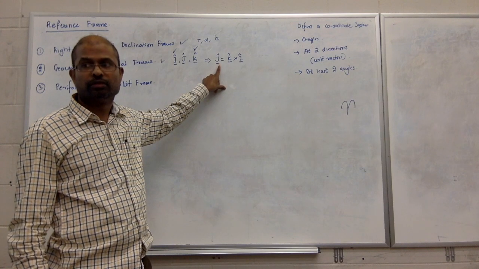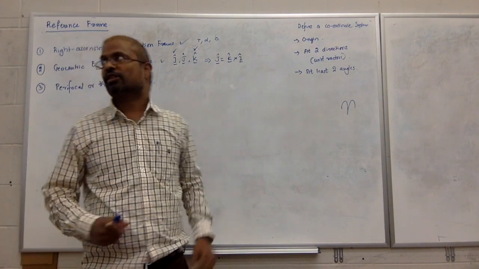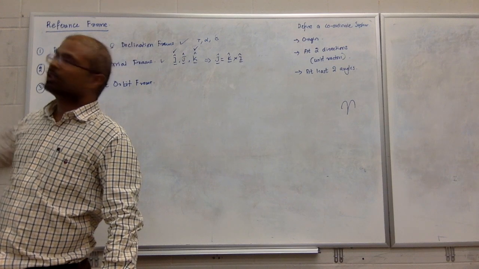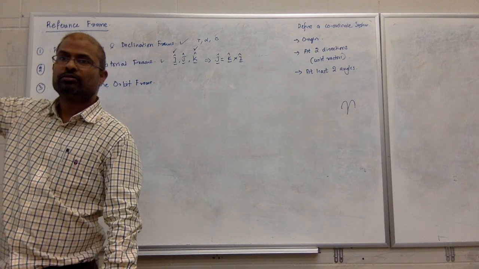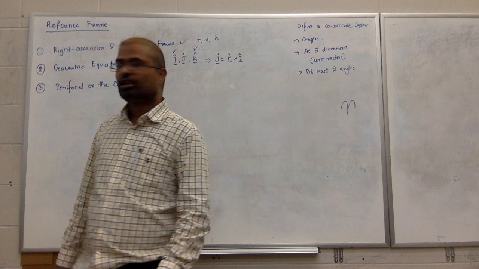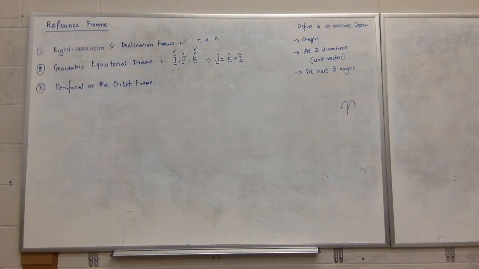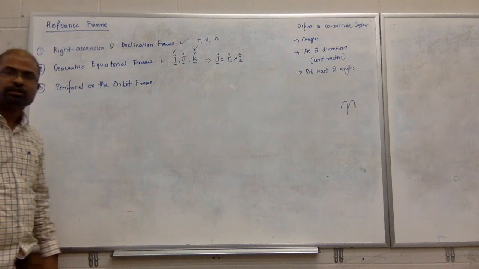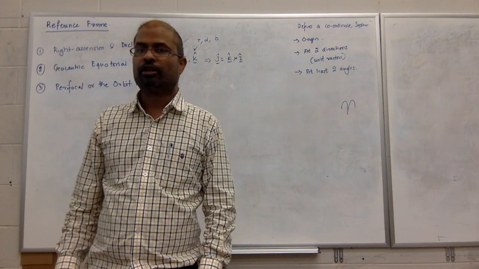IJK. Now with respect to this, can you define the satellite position? You can, right? You are going to say so many units in the I direction, so many units in the J direction, so many units in the K direction. So you see the perspective I am talking about? This is one perspective, this is another perspective. Both of these define the position of an orbiting body.